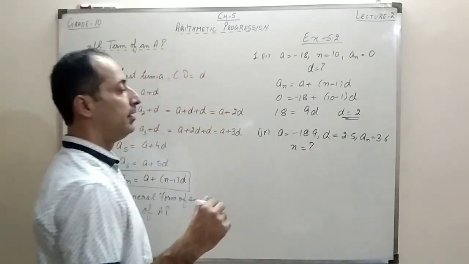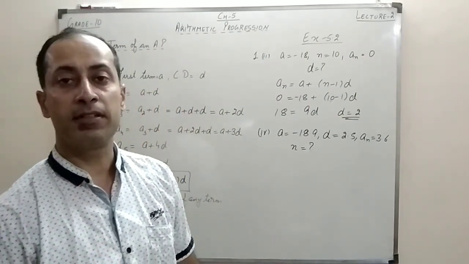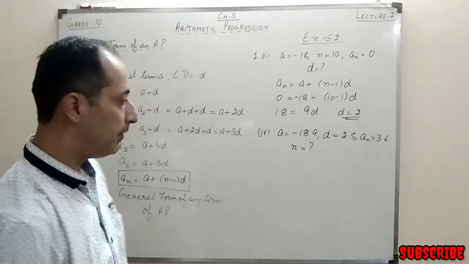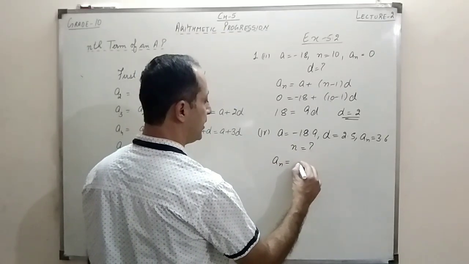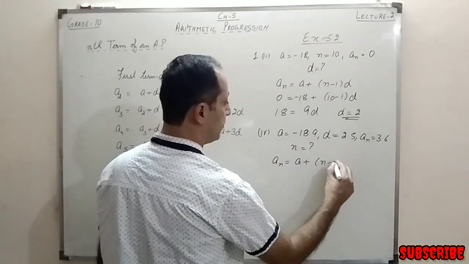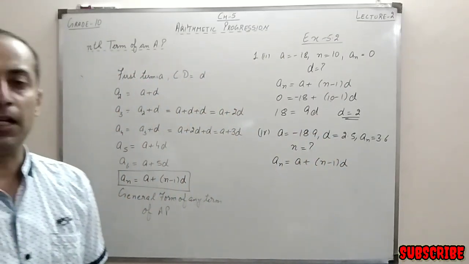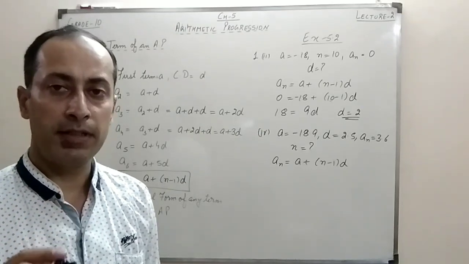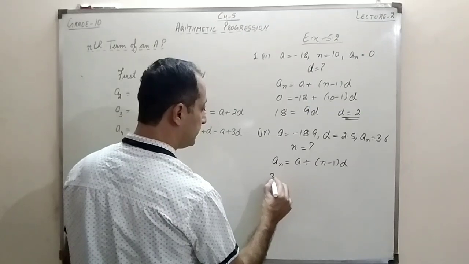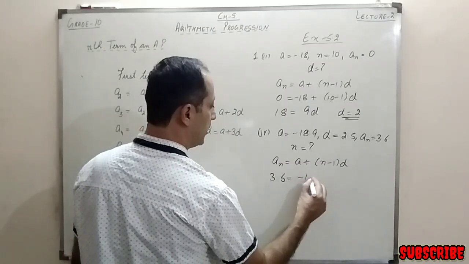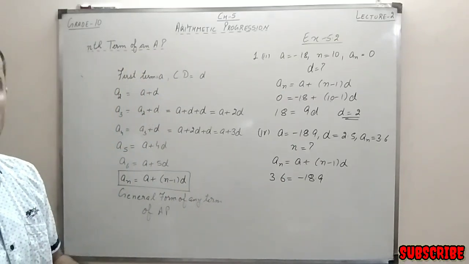Basically, I have to tell at what place this 3.6 term comes in the AP, right? So again, I write the relation of the general form, that is an is equal to a plus n minus 1 into d. See, one thing more, be careful when you're putting the values. If it's a negative, then always put it in a bracket. So this is 3.6 equals minus 18.9. Since this is the first thing, I can put it without a bracket also.